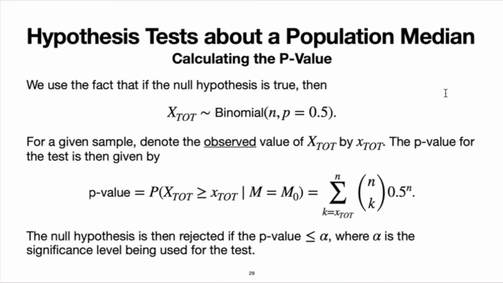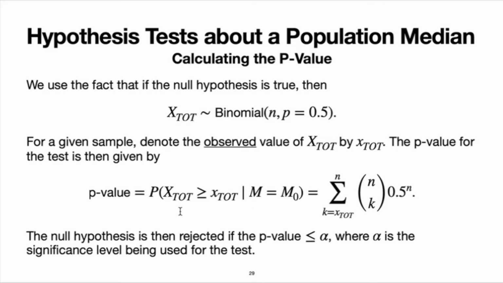So now we're going to look at how to calculate the p-value for this test. We're going to use the fact that if the null hypothesis is true, then as we've said on a previous slide, x tot has a binomial distribution where p is equal to 0.5. For a given sample, let's denote the observed value of capital X tot by little x tot, lowercase x tot. Then the p-value for the test is given by the following conditional probability. And this should ring a bell, it should make sense, because this is how we would calculate p-values for other right-tail tests that we've looked at.